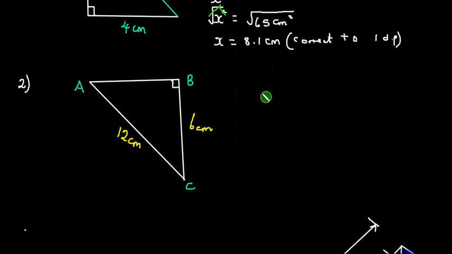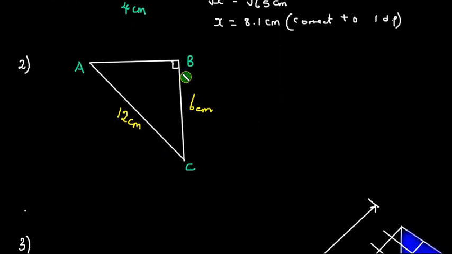Now for the second example, however, we have a well-labeled triangle. So the hypotenuse, the side opposite the right angle, is AC, and the length of AC is 12 cm. BC is 6 cm, and AB is what we need to find out. We need to find the length of AB. And like I said before, if the unknown side is not the hypotenuse, we simply subtract the squares of the other two sides. Let us do that right now.